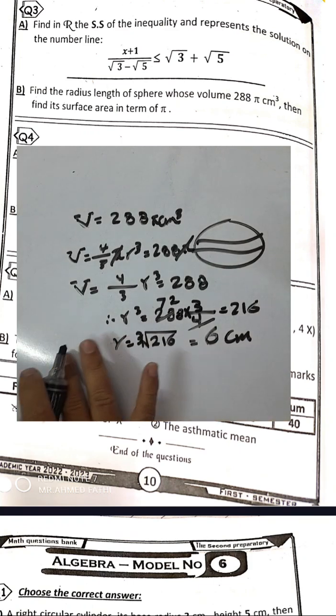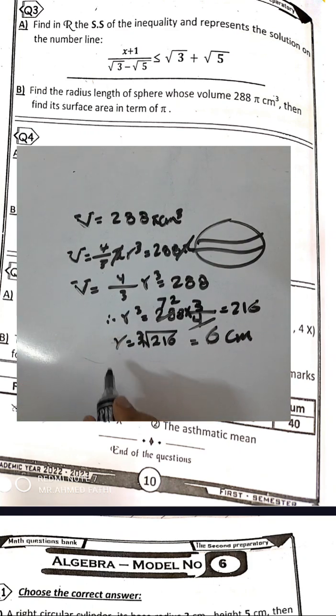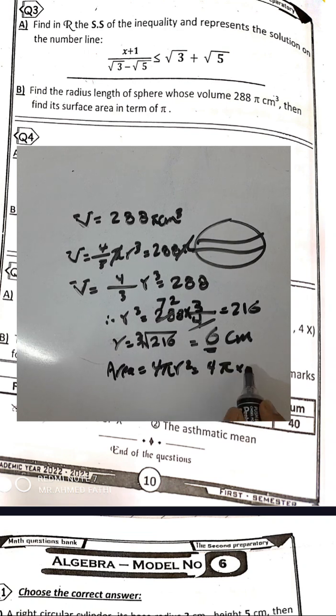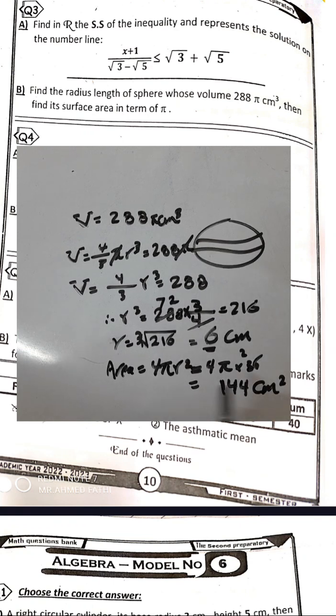And then you can find the surface area. It will be 4 pi r power 2. 4 pi multiplied by radius power 2. 6 power 2 will be 36. 4 times 6 equals 24. Write 4 and carry 2. 3 times 4 is 12, 12 plus 2 equals 14. So 144 pi square centimeter. It's the area of the sphere, okay.